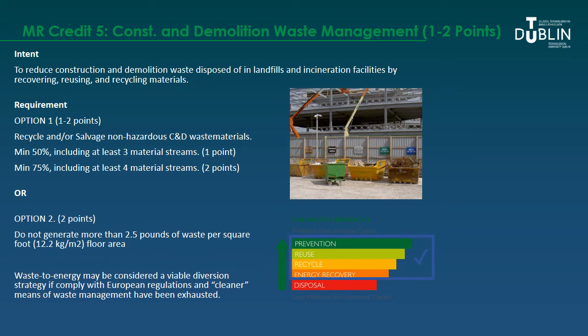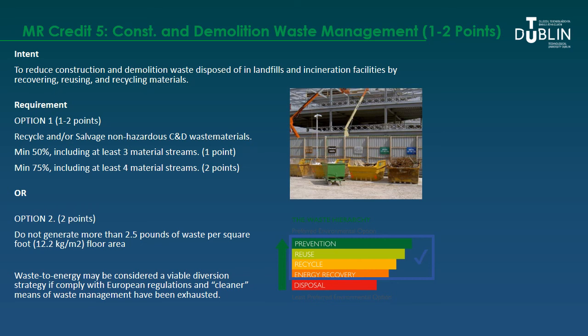The fifth and final credit in this category builds on the prerequisite construction and demolition waste management, and gives you credit for doing additional work in this, all with the idea of diverting from landfill. So the first option for between 1 and 2 points is if you reduce or salvage or divert essentially non-hazardous construction and demolition waste. If you do at least 50% from at least 3 material streams, you get 1 point. If you do at least 75% from at least 4 material streams, you get 2 points.